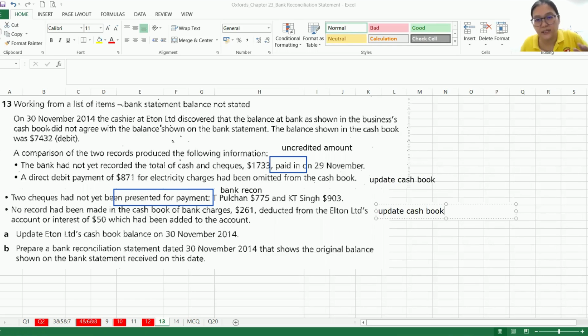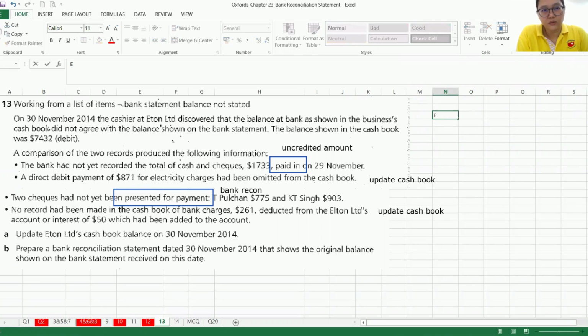So we have already identified which ones go to the updated cash book or the bank record. So first they ask us to prepare the bank reconciliation and update the cash book. So we go and put it into the updated cash book. So here is Eton Limited and the updated cash book, the date and the year and the amount.